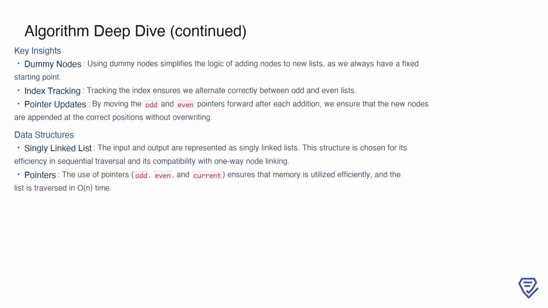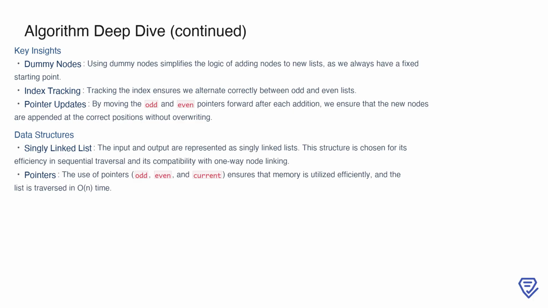To make this algorithm efficient and easy to implement, we leverage a few key techniques. First, dummy nodes are used for both the odd and even lists. These provide a fixed starting point, eliminating the need for special handling when adding the first node to either list. Second, we use a counter to track the index of each node as we traverse the list. This ensures that nodes are assigned to the correct list, odd or even, based on their positions. Third, by updating the odd and even pointers immediately after adding a node, we ensure that the new nodes are appended correctly without overwriting existing connections.